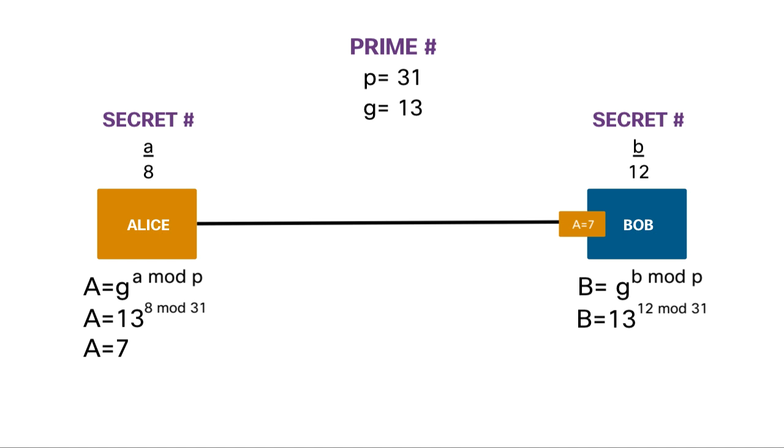The next thing that we're going to do on Bob is repeat that process. We're going to do 13 to the 12th, mod 31. That's going to give us a value of 8, and that is our uppercase B value on Bob. He's going to take that value and send that number 8 right over there across to Alice.